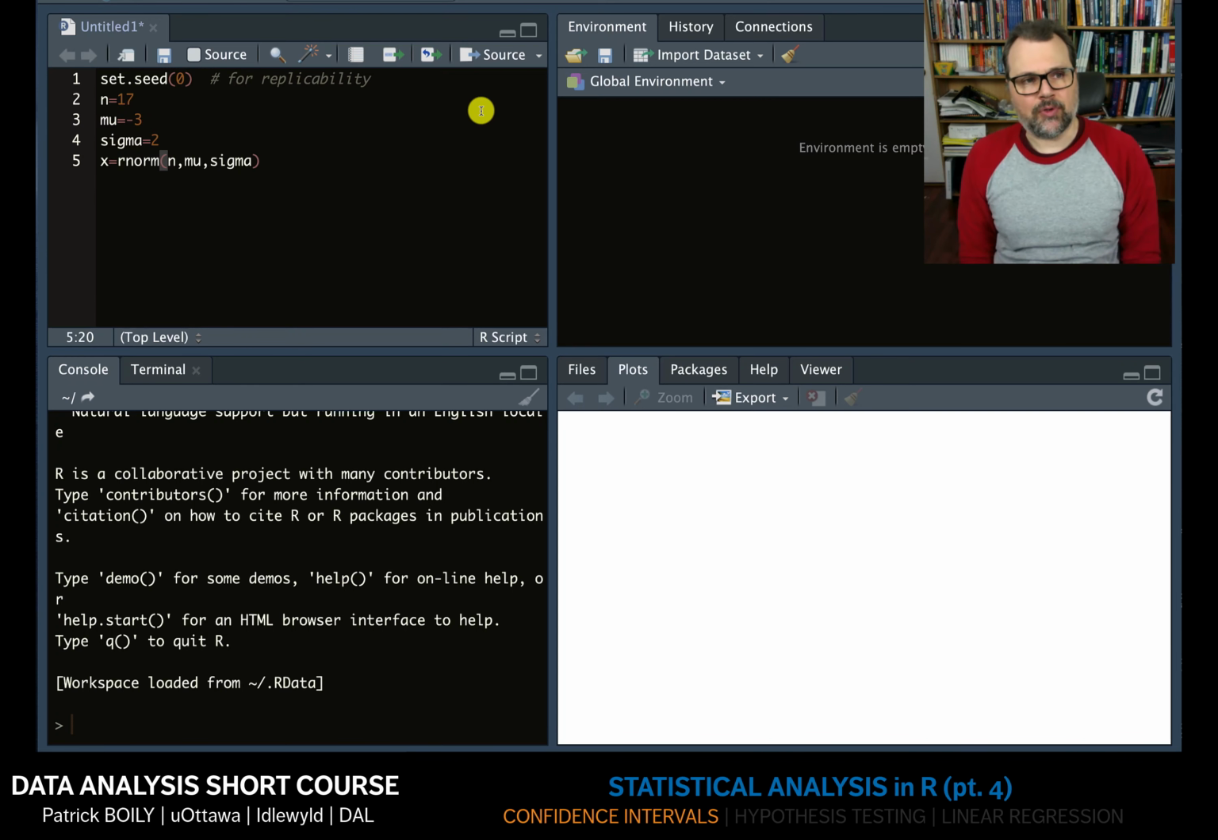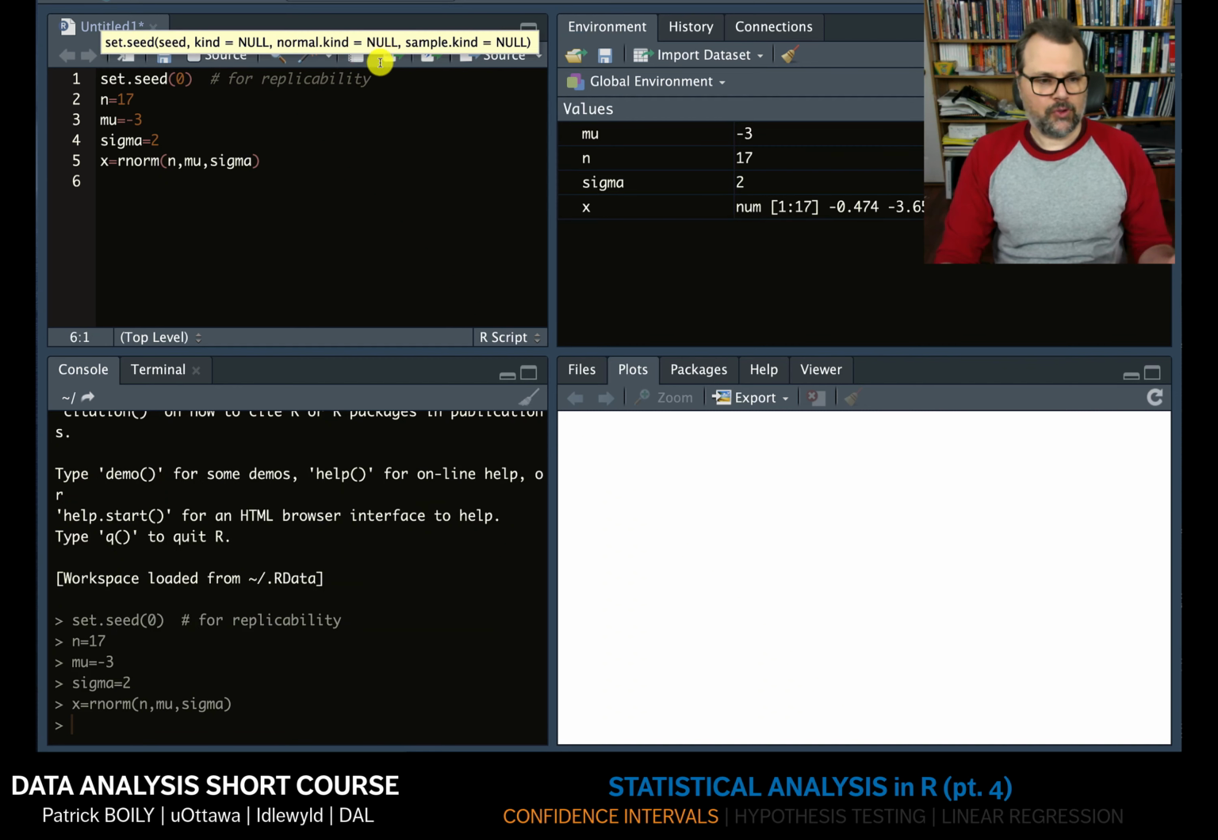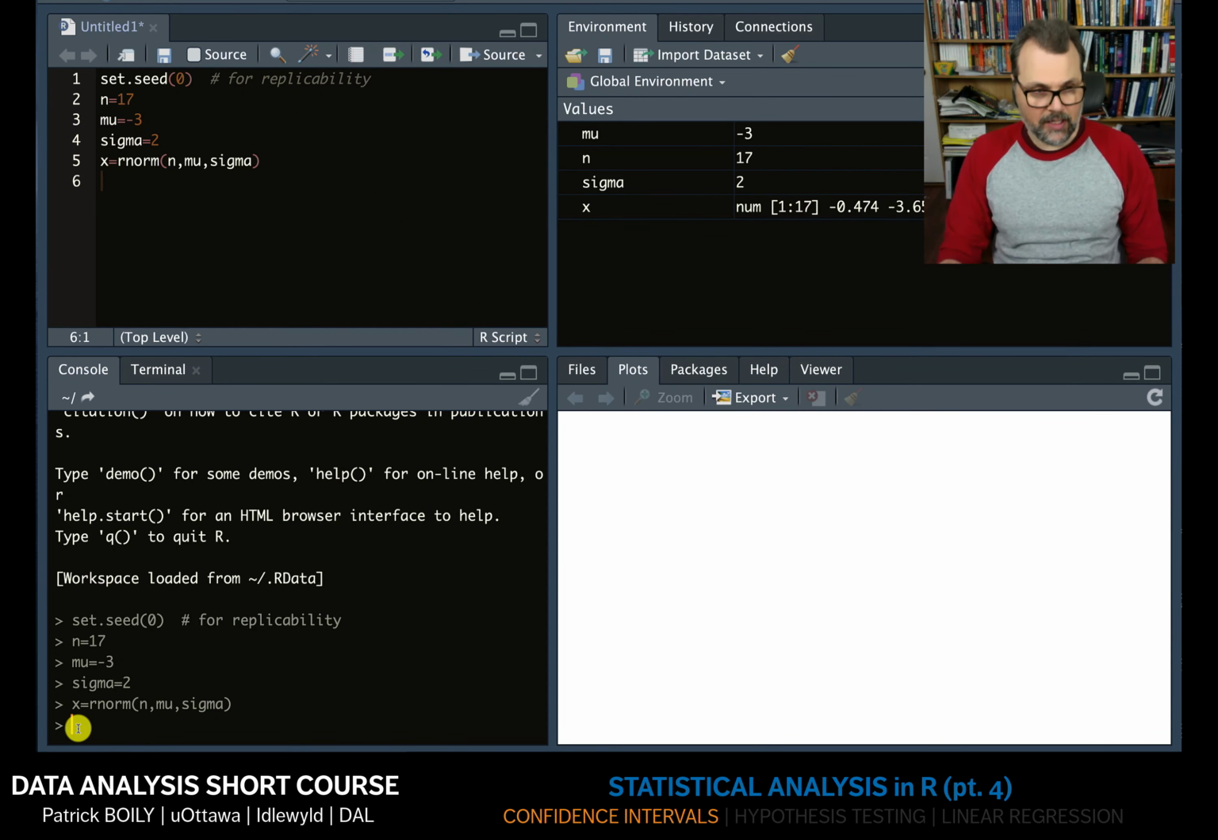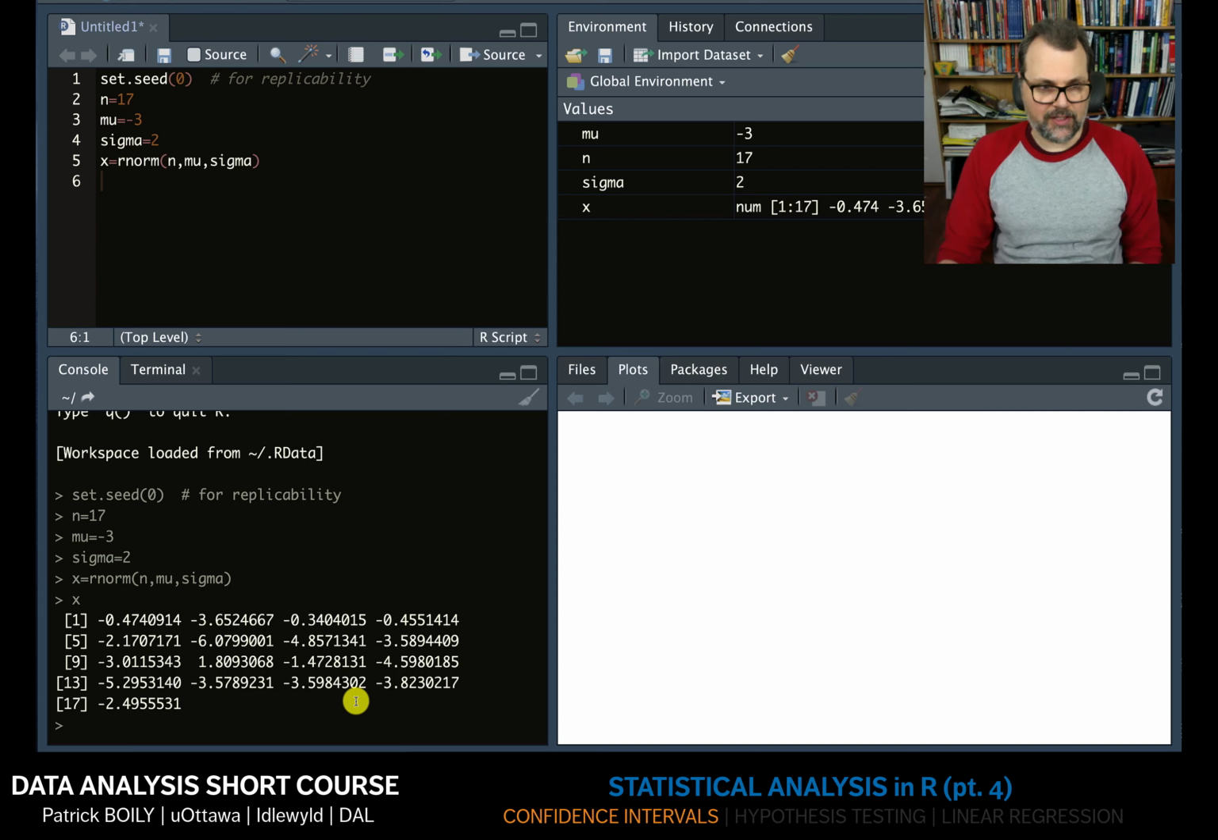We want the sample to be of size 17. The population mean, as I said, will be -3. The standard deviation will be 2, and we're drawing those from a normal distribution with parameters mu and sigma. We're drawing 17 of them. So what does my sample look like? Well, I got these 17 numbers here.